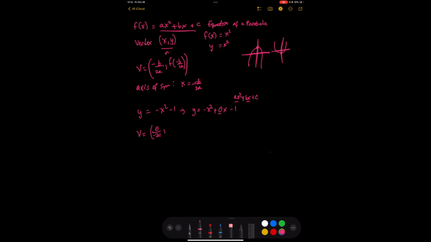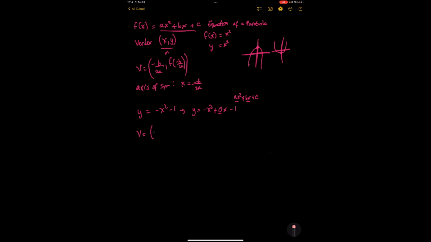Oh, my bad. Let me put it a better way. So that would be 0 over negative 2 times 1. And what is b? Well, what is the other part of the vertex? It will be f of 0 over negative 2 times 1, which is basically 0. So basically that right here is the vertex. So what would that equal to? It would be equal to 0.